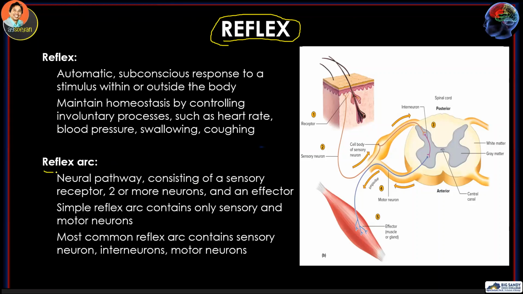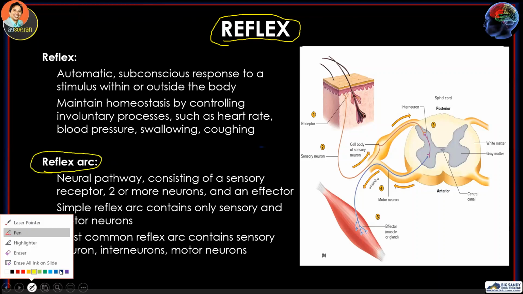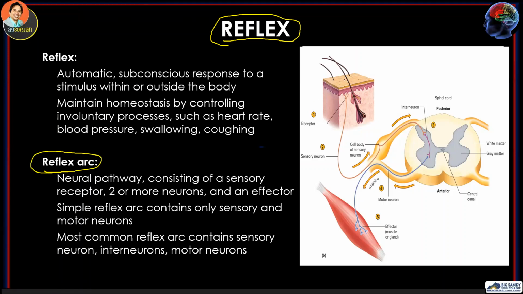So this is the reflex arc component. The first one will be the receptors over here. Let's say we receive information, or we step on a nail or a sharp object. Then the receptor in our skin will receive that information, and that information will be carried by the second component of the reflex arc, the sensory neuron.